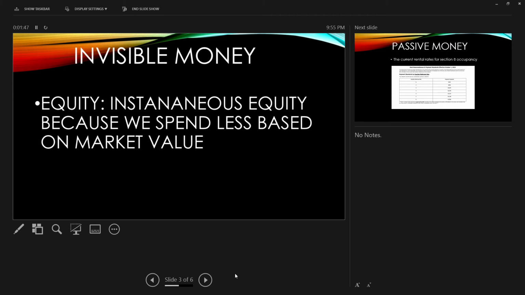Invisible money is that equity. We get instantaneous equity because we spend less based on what the market value of the house is worth. So there's an initial gap once we put the home into service. Say roughly $7,000 to $8,000 between what we spend fixing it up and what we could turn around and sell it for on the market. But this is an asset that we're holding on to. It's relatively inexpensive, so we're just going to use it as an income producing asset.